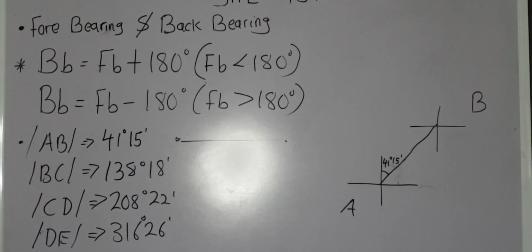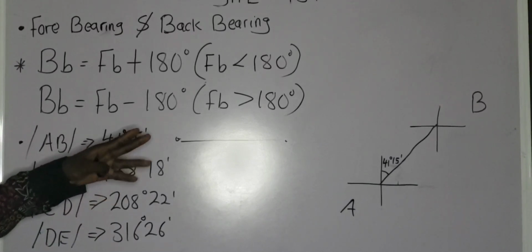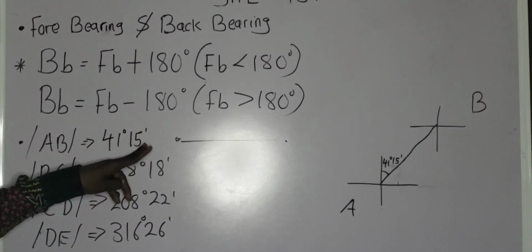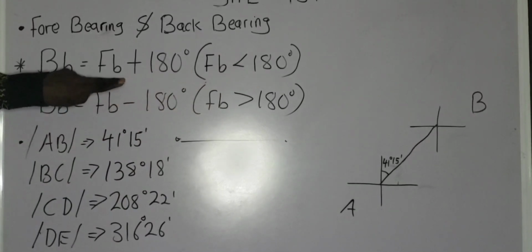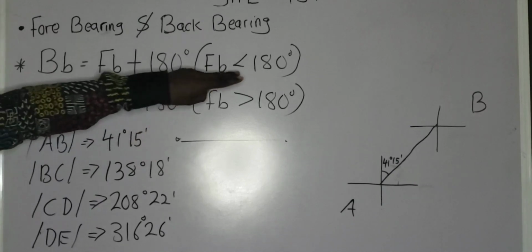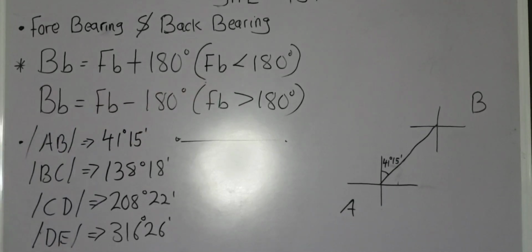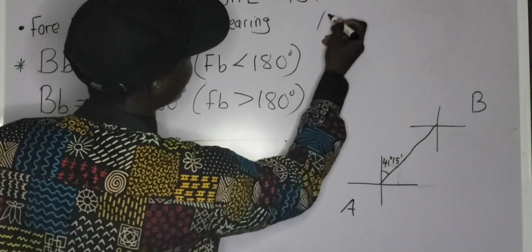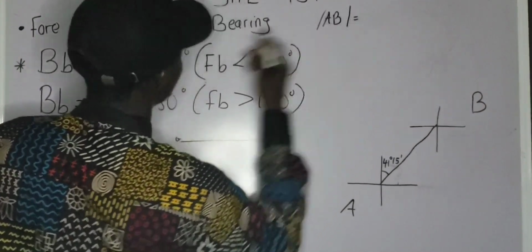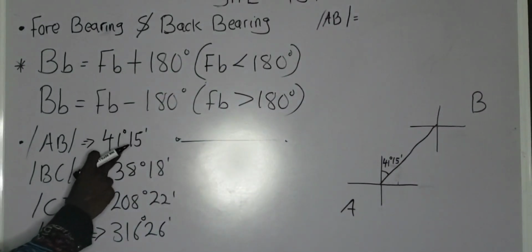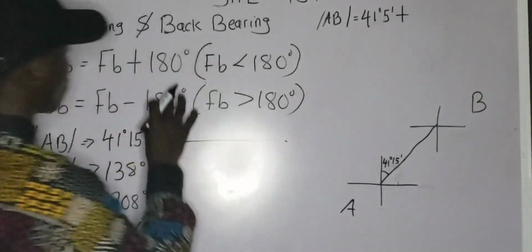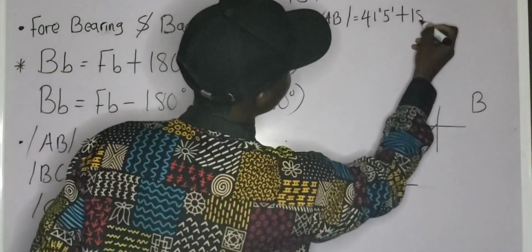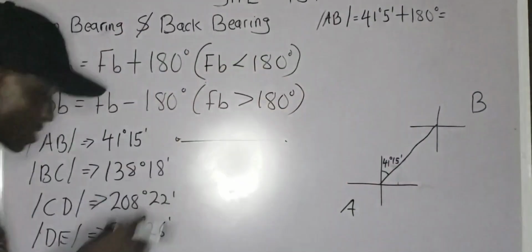Now you are going to go back to your back bearing formula. Which case are we going to use? The Fore bearing is less than 180 degrees, so we are going to make use of this formula, because 41 degrees and 15 minutes is less than 180 degrees. So the back bearing of line AB is the Fore bearing, which is 41 degrees, 15 minutes, plus 180 degrees. Let me teach you how to punch that.